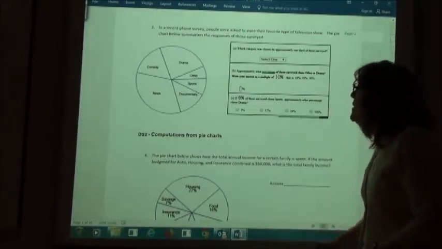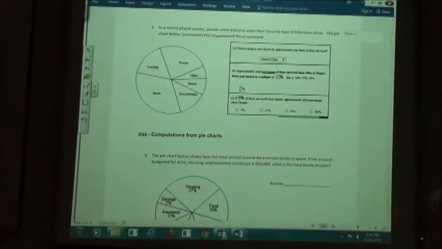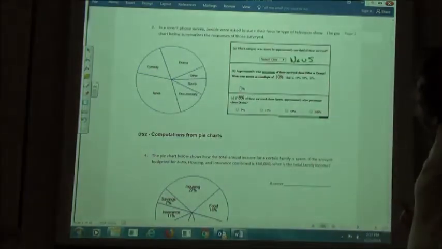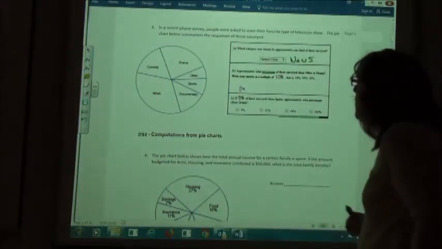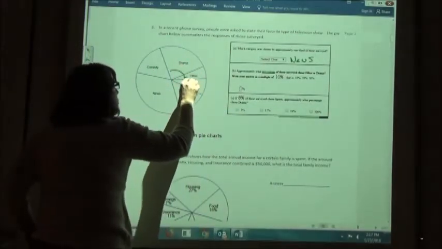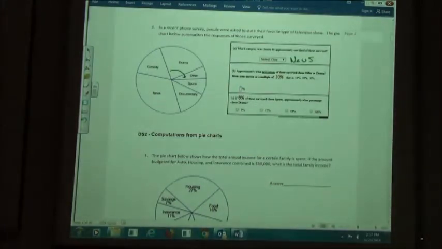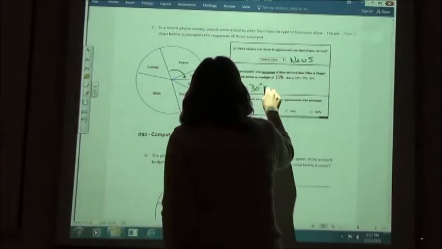So number 3 here, it says we have a recent phone survey. People were asked to state their favorite type of television show. Which category was chosen by approximately 1/3 of those surveyed? News. News looks like it's 1/3, right? Approximately what percent of those surveyed chose other or drama? So other or drama would be that much of my pie chart. Again, these ones are rounded off to the nearest 10. So we would say that one looks like it's about 30%, exactly. That's about the same size as my 1/3.